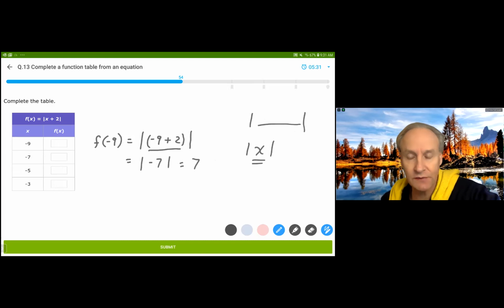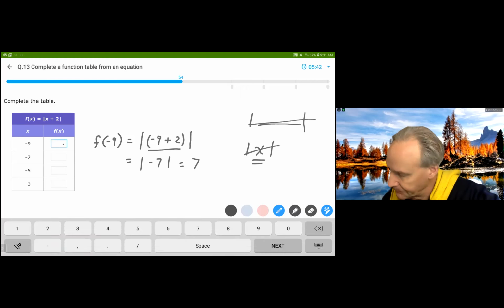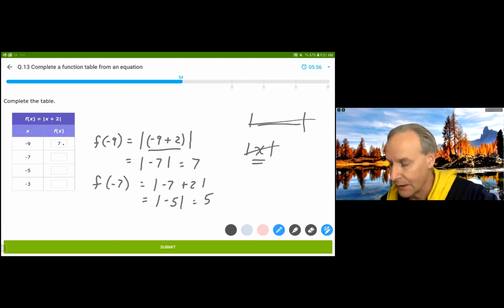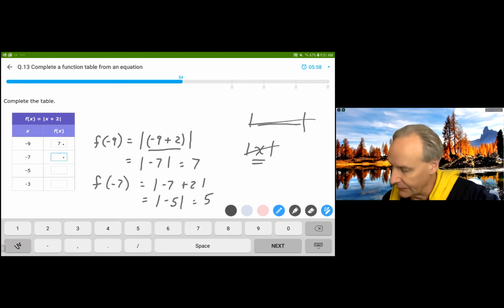You can't take an absolute value of a variable because we don't know whether the value is negative or positive, and that can cause you problems. So just be careful. This one is going to be 7. In the next one, we're going to get f of -7, which is the absolute value of -7 plus 2, which is the absolute value of -5, which of course is 5. So we're talking about 5.